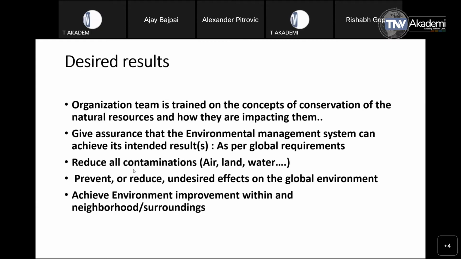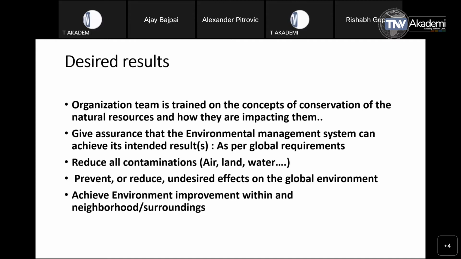Then we have to reduce the contaminations. We have got pure air coming from the nature, pure land is available, water also used to be pure once upon a time, we can say. Now we can use it only after very many treatments, purifications, etc., in industry and household everywhere. So we need to make effort that aspects are such that they are able to contribute towards the reduction of the contamination. Further, move on, prevent or reduce undesired effects on global environment.